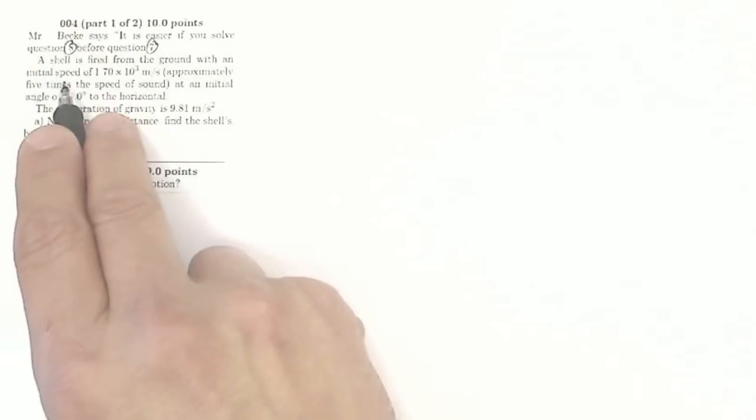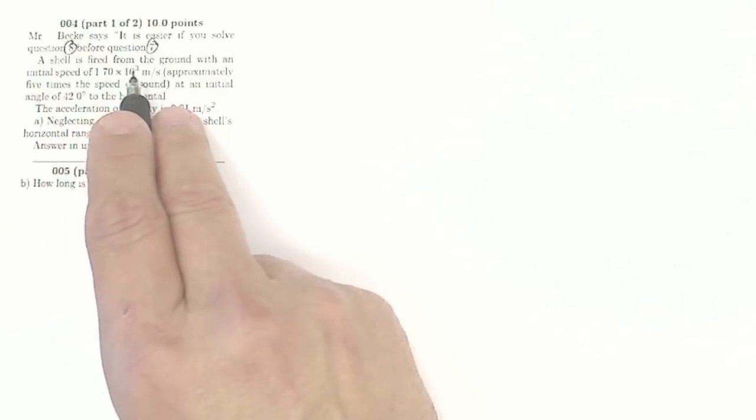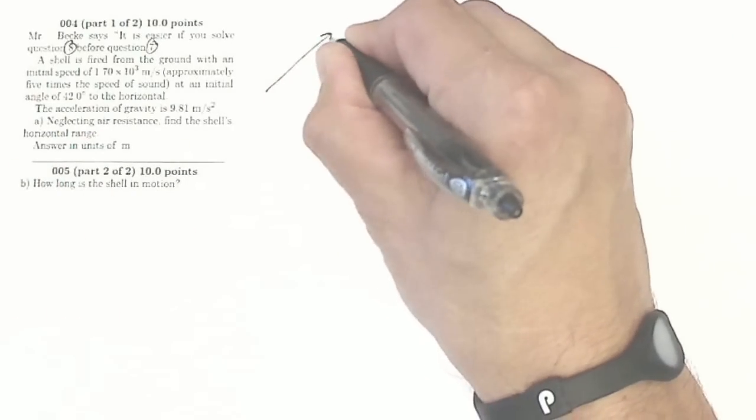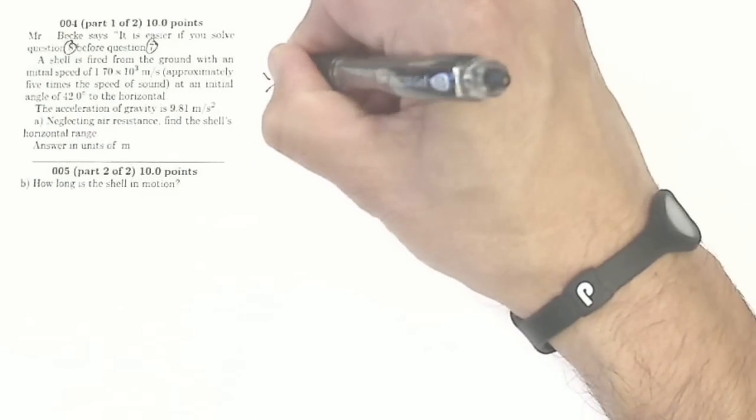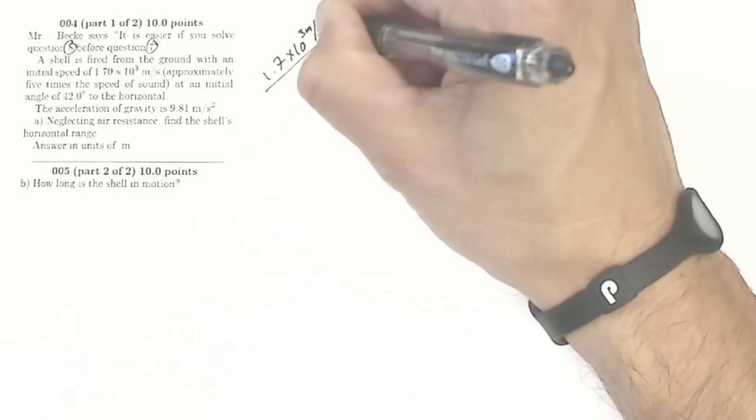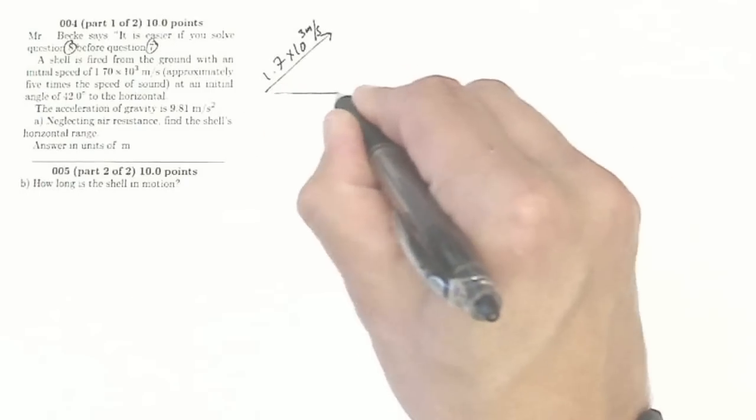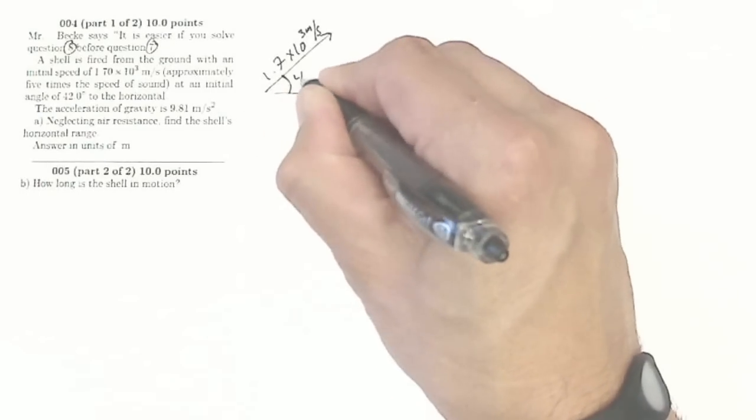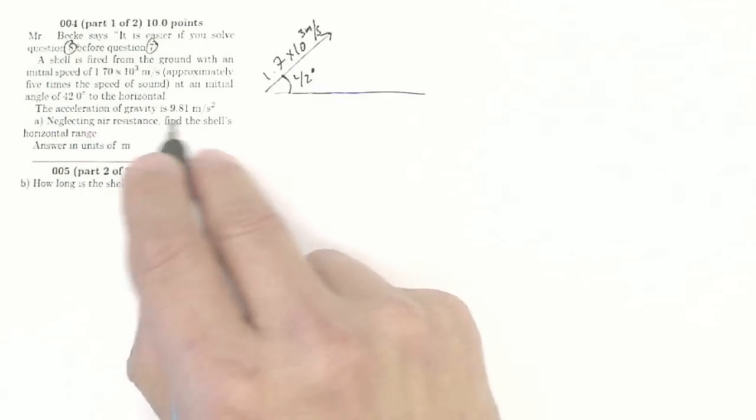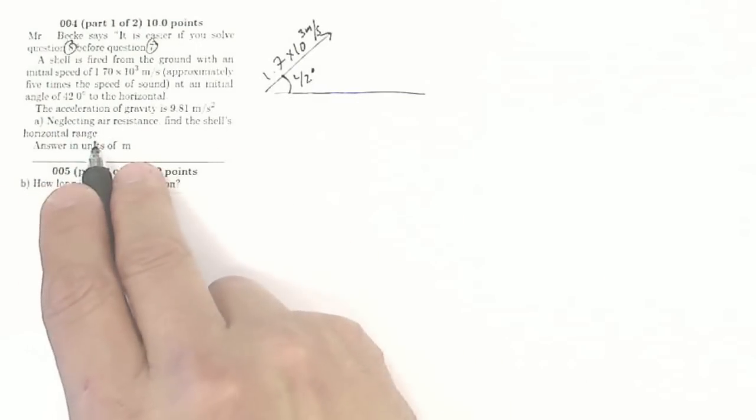So let's see what this says. A shell is fired from the ground with an initial speed of 1.7 times 10 to the third meters per second, approximately 5 times the speed of sound, at an initial angle of 42 degrees horizontal. So I have this launch of 1.7 times 10 to the third meters per second, at an angle of 42 degrees. The acceleration of gravity is 9.81. Find the shell's horizontal range.